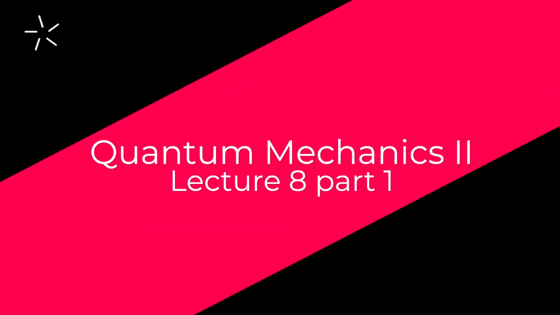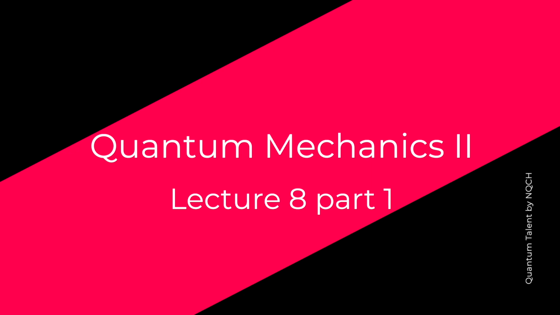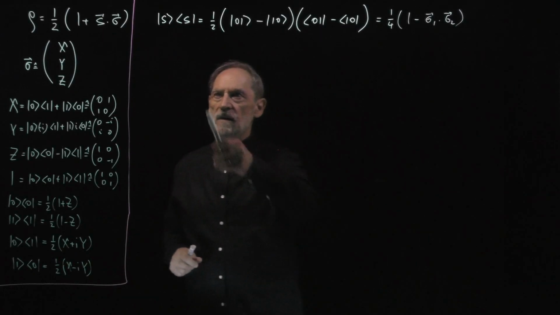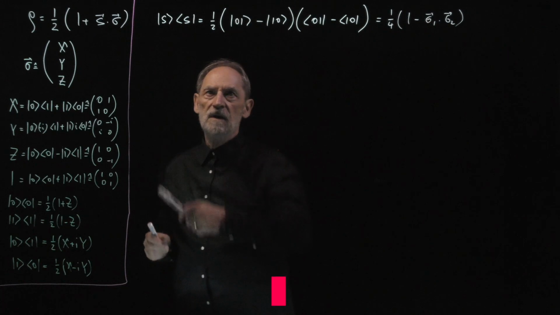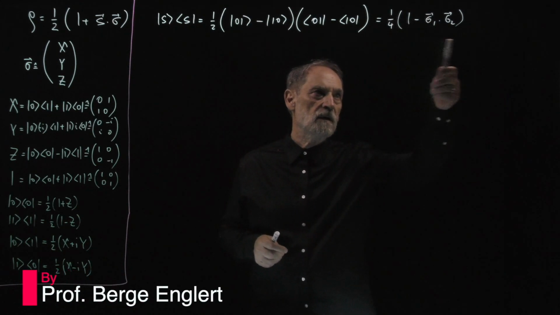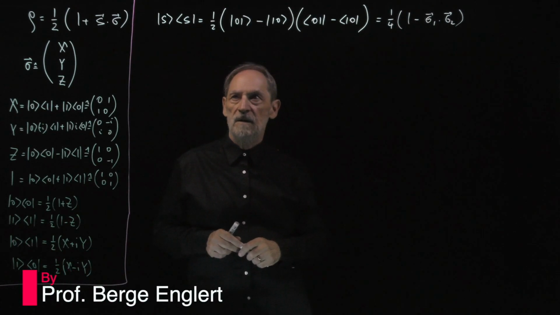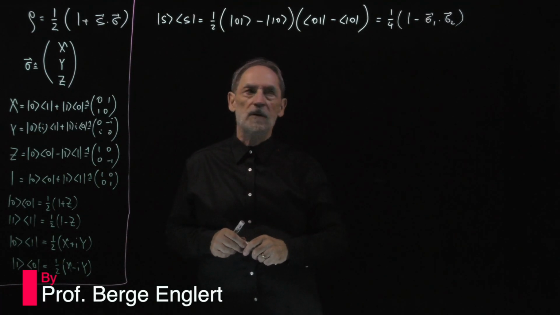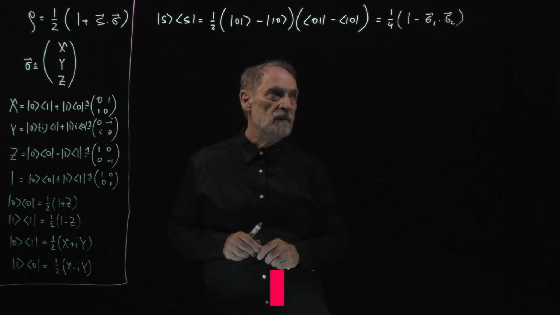Welcome back. In the previous lecture, we took first steps into the state space of qubit pairs. In this lecture, we continue to explore the 2-qubit state space. So this ket-bra for the singlet state is a particularly neat statistical operator for the 2-qubit system.